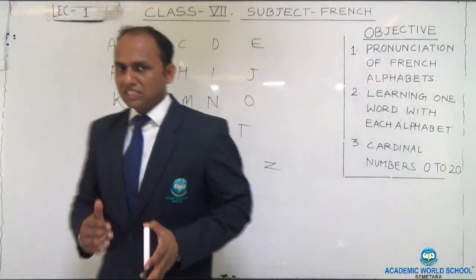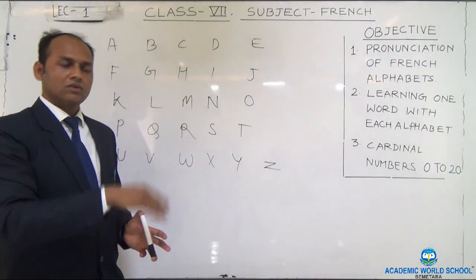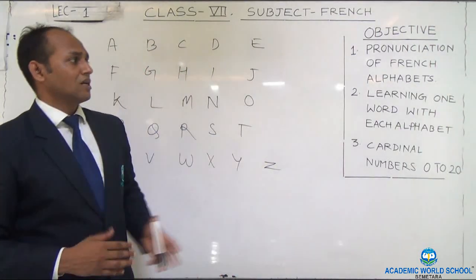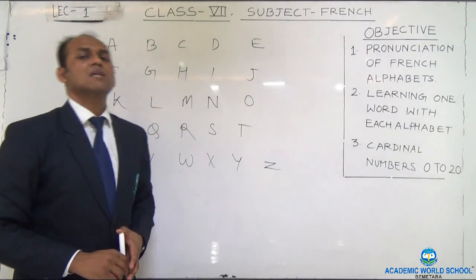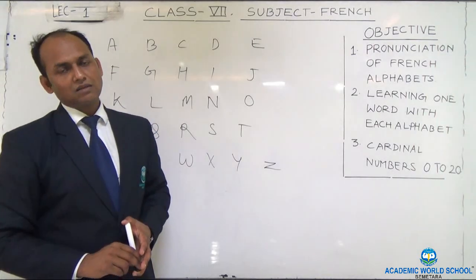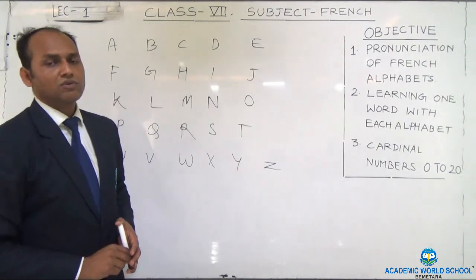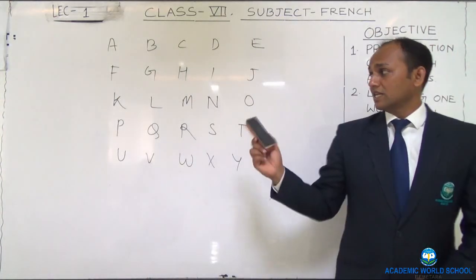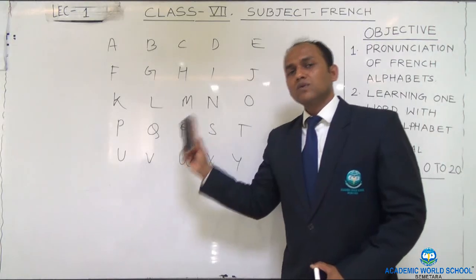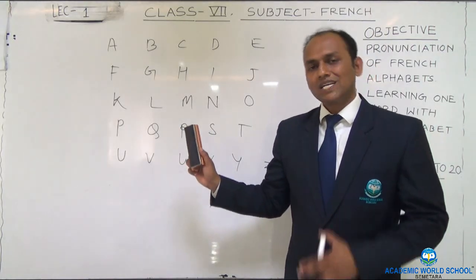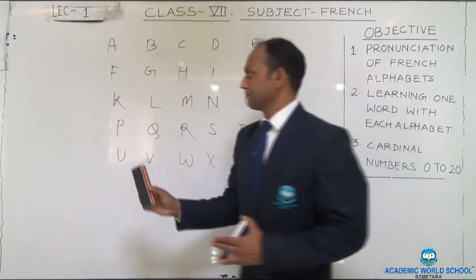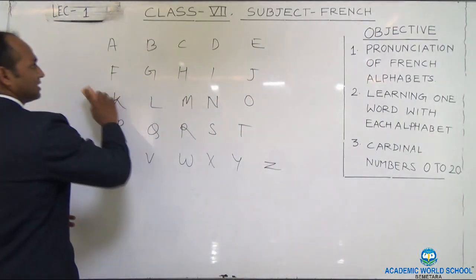Whenever you feel like revising, you can replay and relearn it. Now, the second objective, learning one word with each alphabet. You did this before, so it will be a revision for you, and for new students they will learn it for the first time. So I am erasing this and I will be writing one word with each alphabet. Take out your notebook and start writing with me.